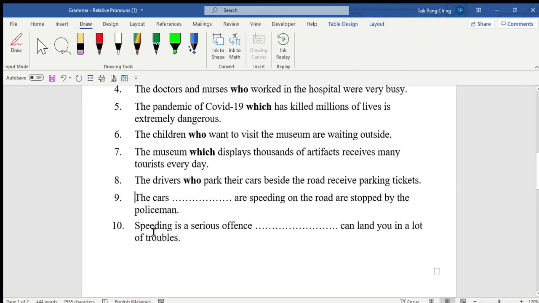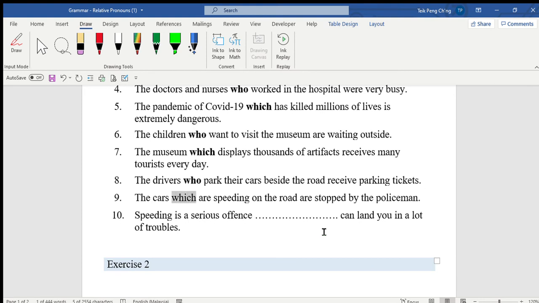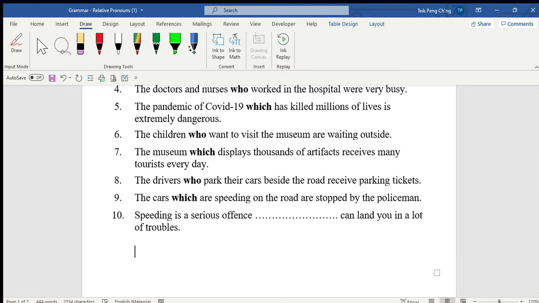Okay, number 9. The cars. Okay, cars itu, car is a non-human. So we have to use which. Which are speeding on the road. Okay, are stopped by the policeman. I'm sorry about that. Policeman. Okay, so the cars, kereta, which are speeding. Yang speeding is like you are driving very fast, okay, on the road, are stopped. Stopped maksud dia henti. Kalau are stopped maksud dia dihenti. Okay, oleh siapa? Dihenti oleh siapa? By the policeman. Oleh polis lah.